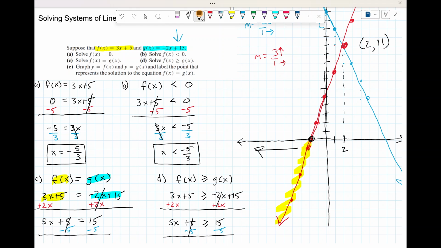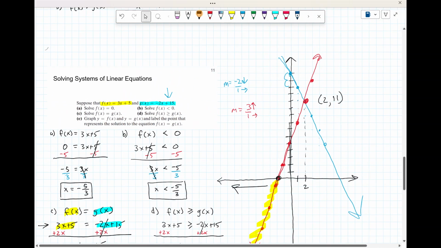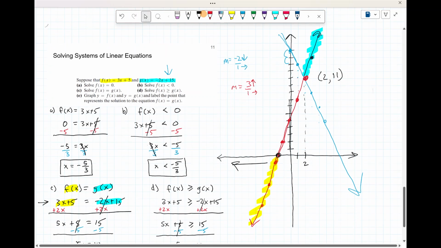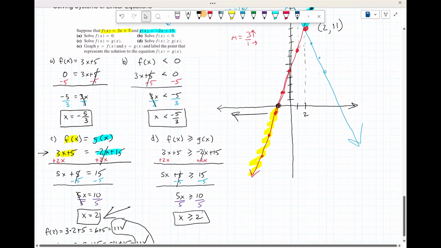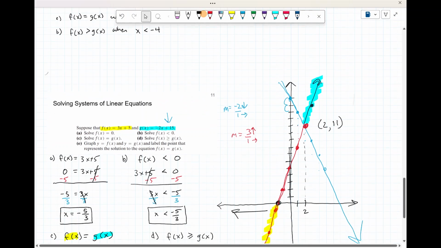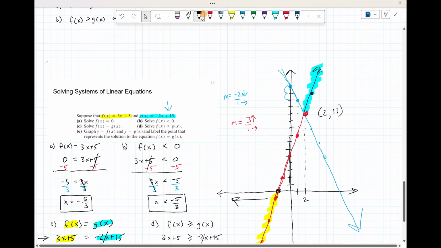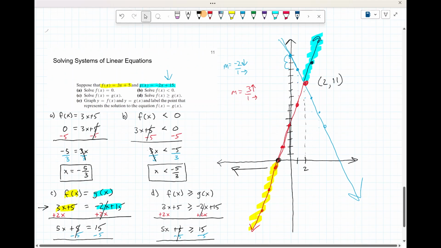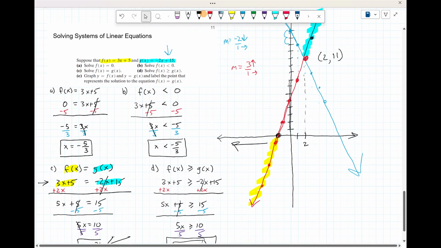And then finally, when is f of x bigger than g of x? Well, that would be here. That's the only place where f of x is greater than g of x. That's the only place where the red line is above the blue line. And so those are all the points where x is bigger than 2, where the x values are greater than 2. And yes, that's right. All the x values to the right of that point of intersection. Okay? And so that is a few examples.